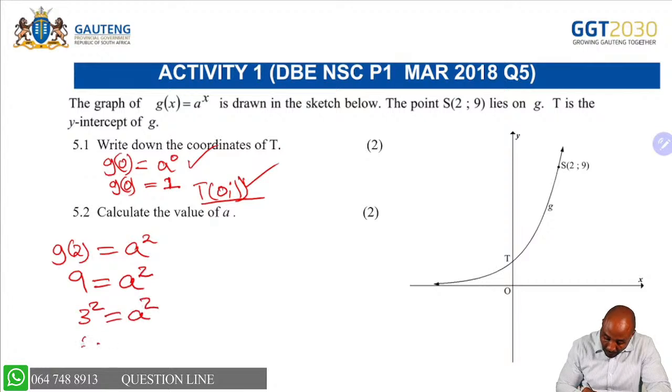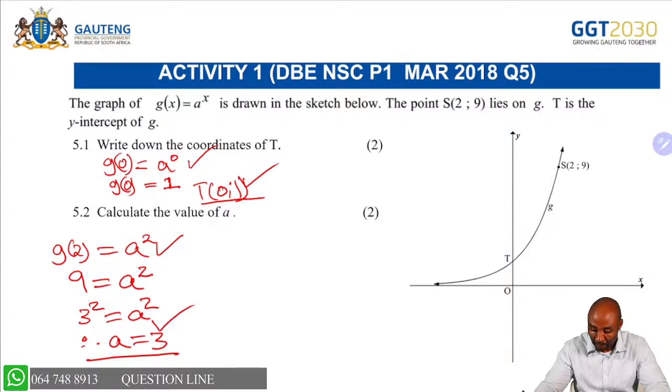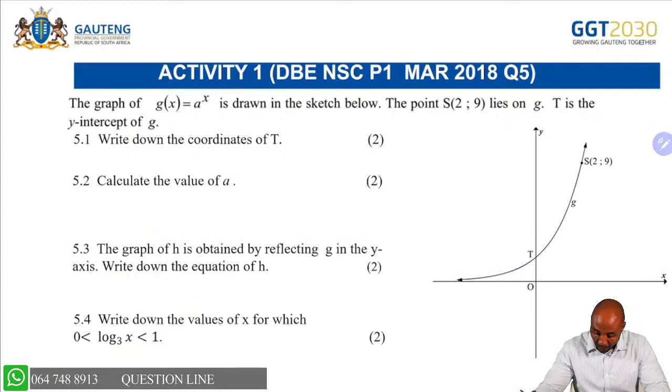Therefore, the exponents are the same, so we can equate the bases. Our a is equal to 3. Again, substitution and answer, we get our 2 marks. We move on now.